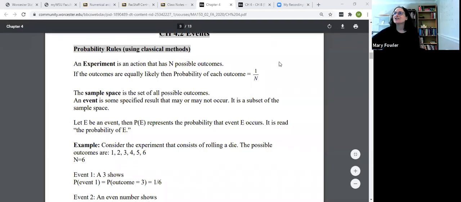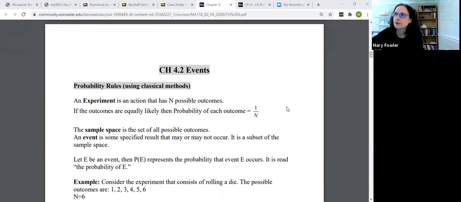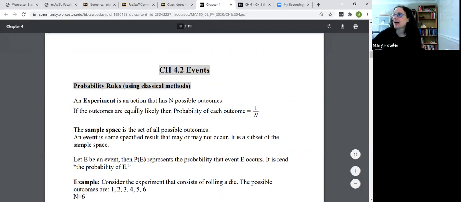All right. So I just want to go over some terms which we were using kind of loosely in the first video, in the first section, but just to make sure we lay down the exact definitions. We're really going to be focusing on classical methods of probability. These are ones where there's that underlying mathematical understanding of what's going on in the system. We define an experiment as an action that has n possible outcomes. And if the outcomes are equally likely, then the probability of each outcome is 1 over n. A sample space is a set of all possible outcomes.